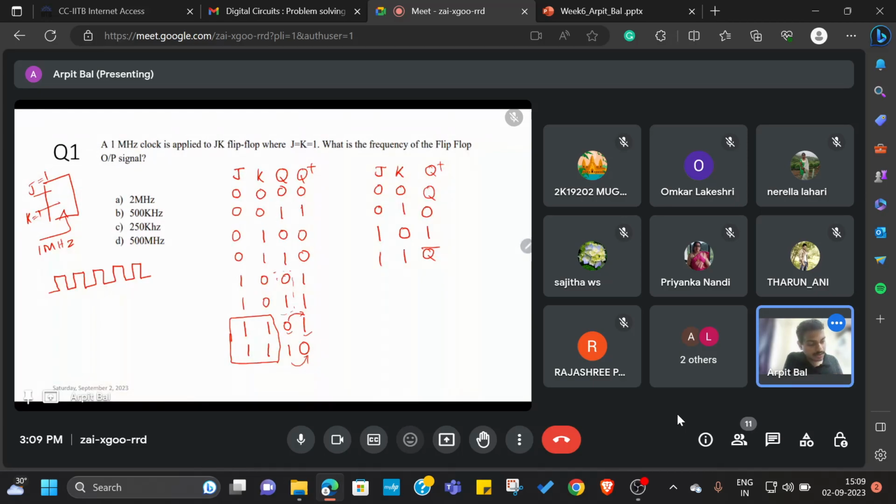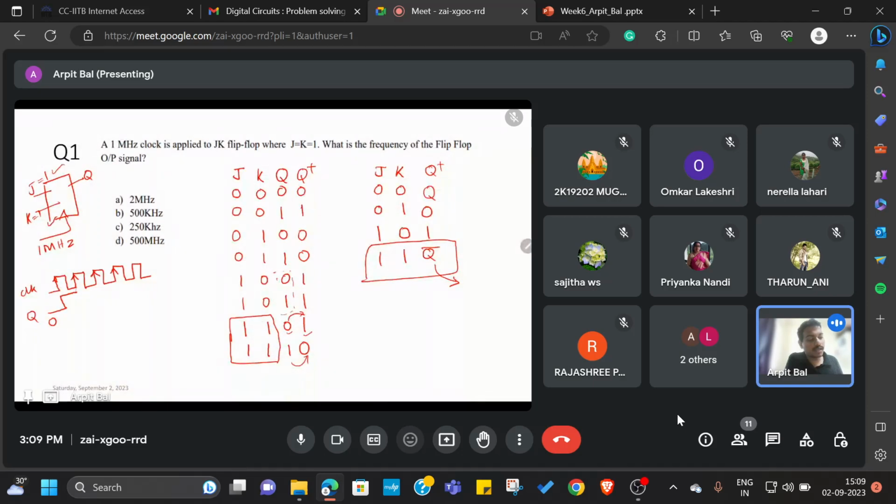So this is our clock. Let us assume that at every positive edge, the output is reflected, and let us assume initially the Q or the output was 0. If it is 0 initially, whenever the clock arrives, because J is equal to 1 and K is equal to 1, the next state will always be Q bar. So whenever the clock arrives, it is going to toggle. So it will be 1.